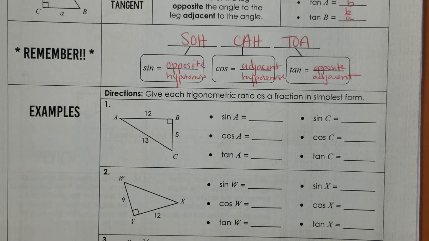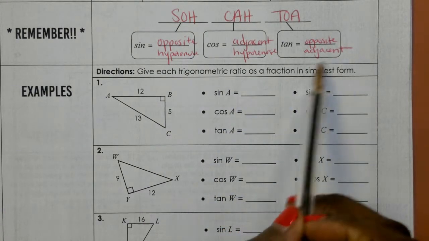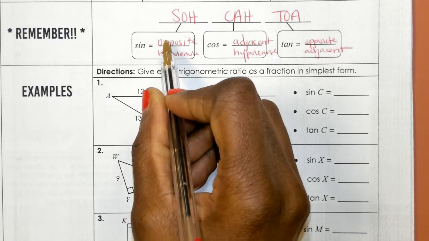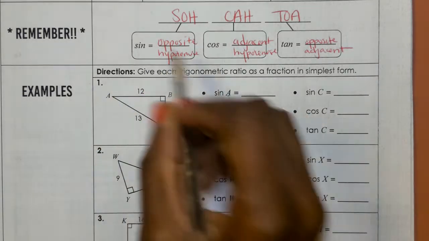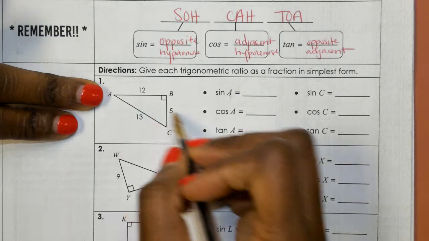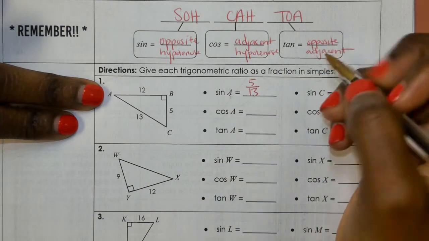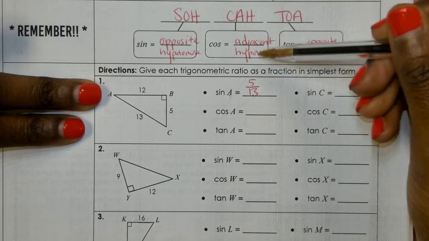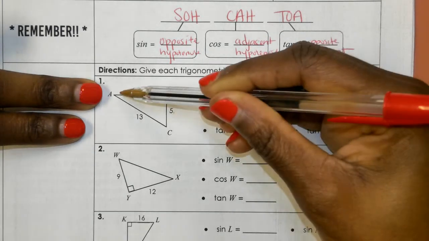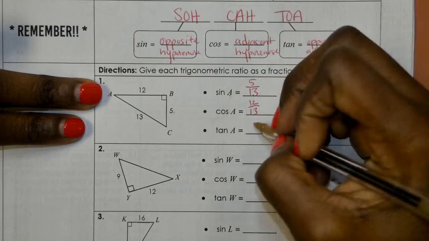Okay, so for number 1, we're going to give each trigonometric ratio as a fraction in simplest form, so we want to reduce it if we can. From angle A, we want the ratio of whatever's opposite that angle and the hypotenuse. If this is my reference, opposite would be 5, and the hypotenuse is across from the 90, so that's 13. For cosine, we want the adjacent side over the hypotenuse. The adjacent side is one of the two legs, the leg closest to A, so 12, over the hypotenuse. And then tangent: opposite, which we already did, was 5, over the adjacent, which was 12.